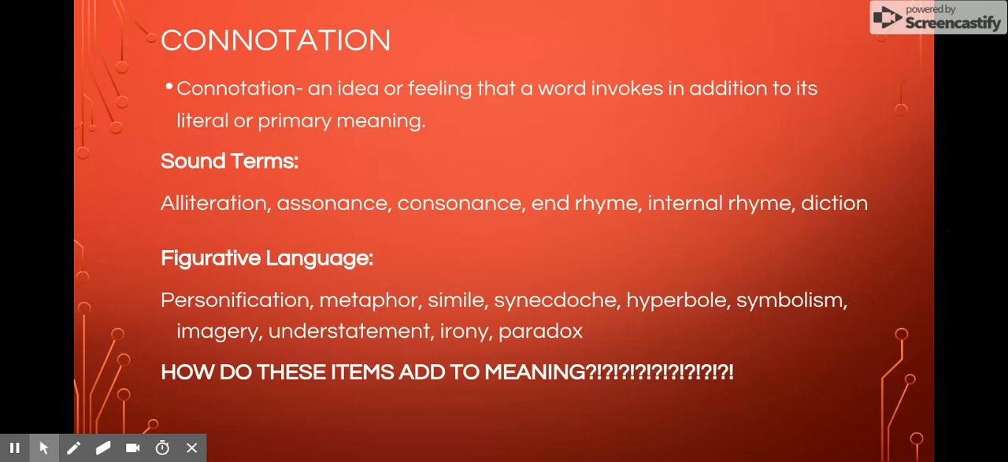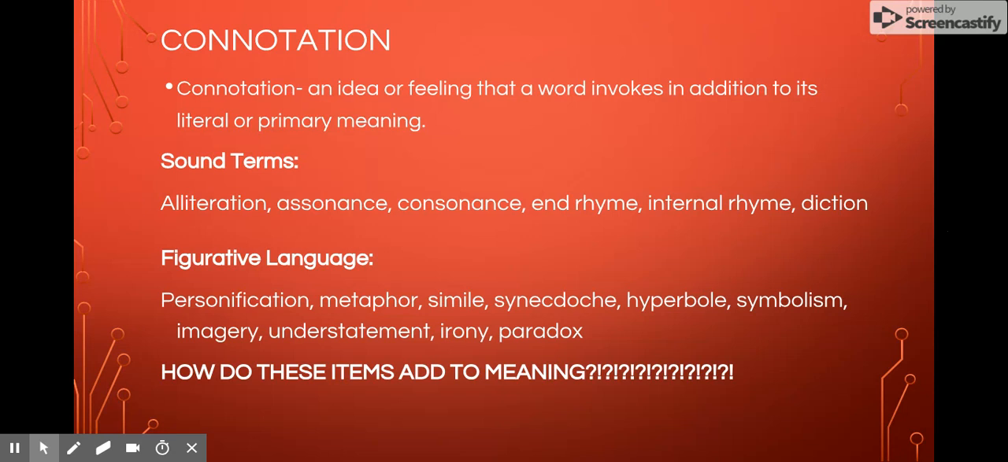C stands for connotation. We know that connotation is an idea or feeling that a word invokes in addition to its literal or primary meaning. Here we are mainly looking at figurative language and word choice. We will get into figurative language later on next week and cover a lot of things like metaphor and simile and hyperbole and symbolism and imagery. I'll also talk about alliteration, assonance, consonance, and types of rhyme. But really here we're working on identifying them and then also identifying the ways in which the author uses them.